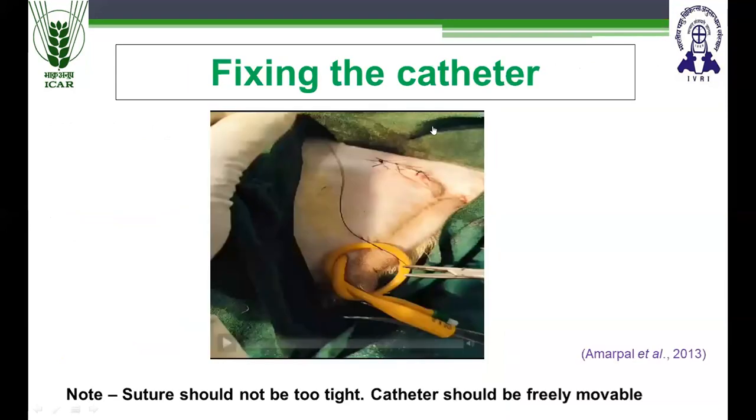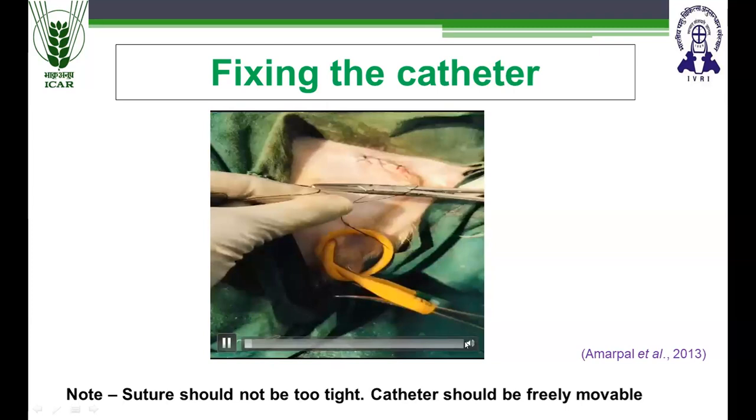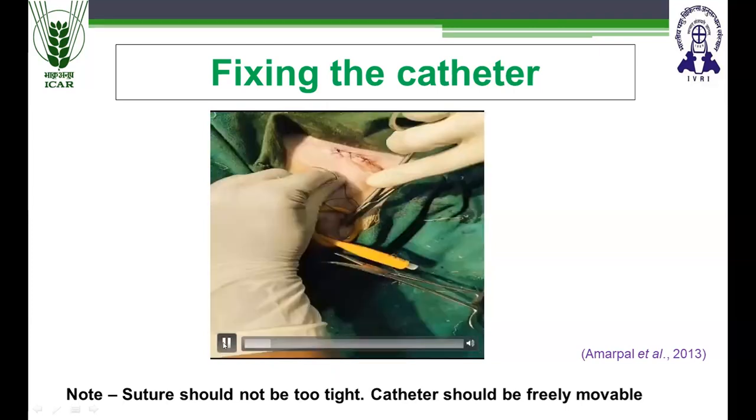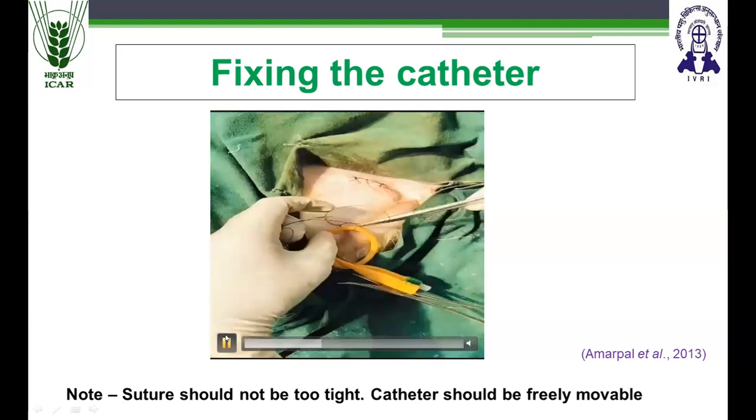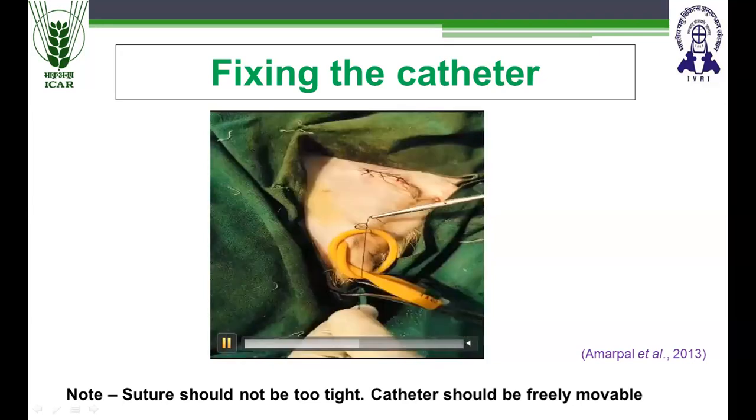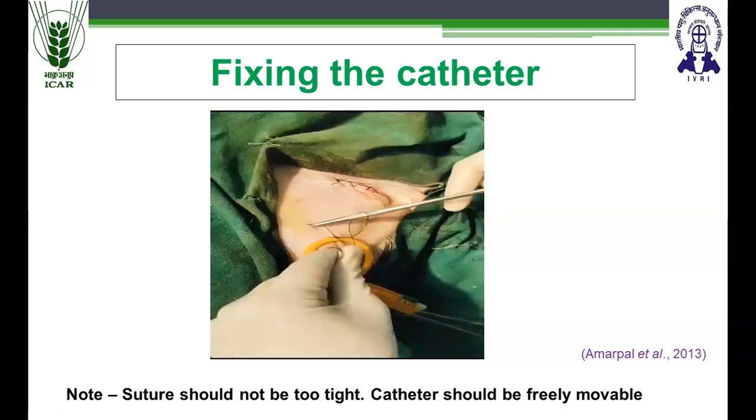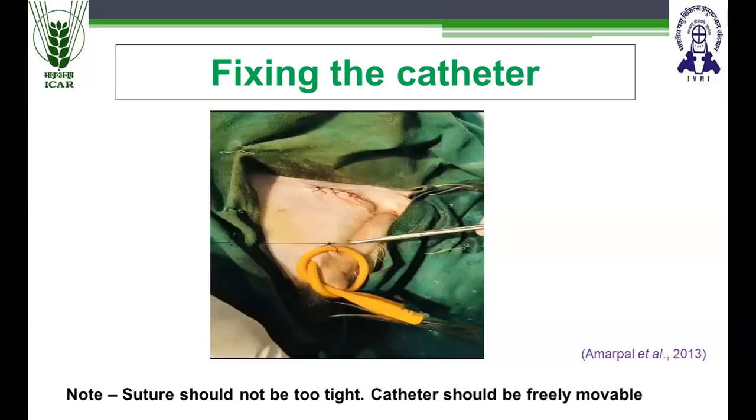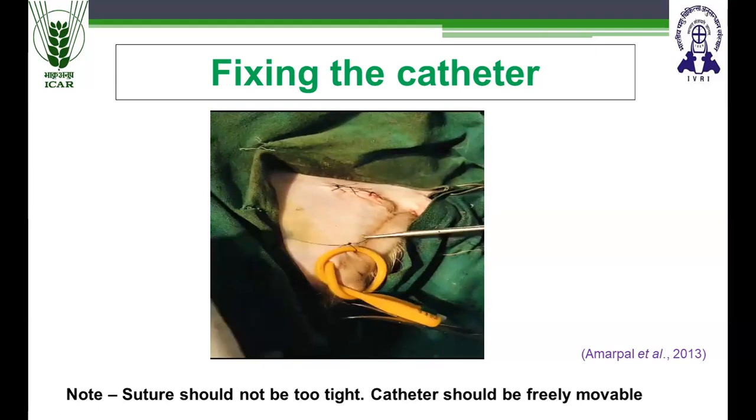See, the goat, even though it is not so active like dog or cat, it is somewhat active. So we should fix the catheter. We should save the catheter by fixing it to the abdominal wall using a non-absorbable suture material. But we should consider one point, that the suture should not be too tight. What if it is too tight? If it is too tight, the catheter will be very tight and it will obstruct the flow of urine. It is one of the post-operative complications of this particular method.